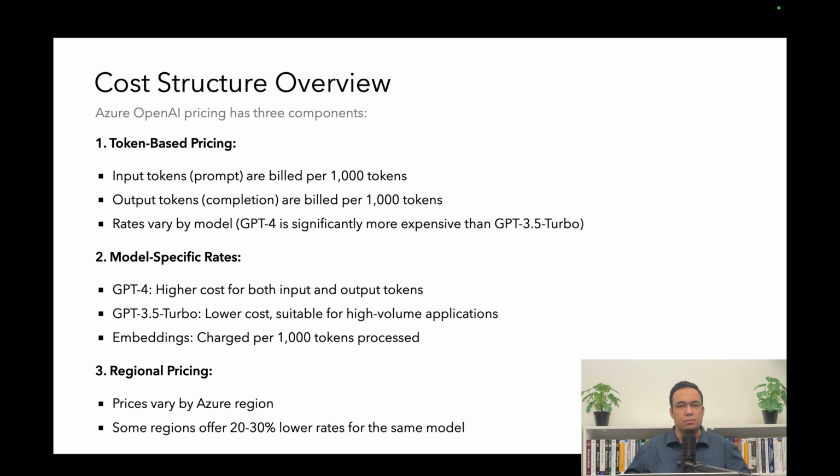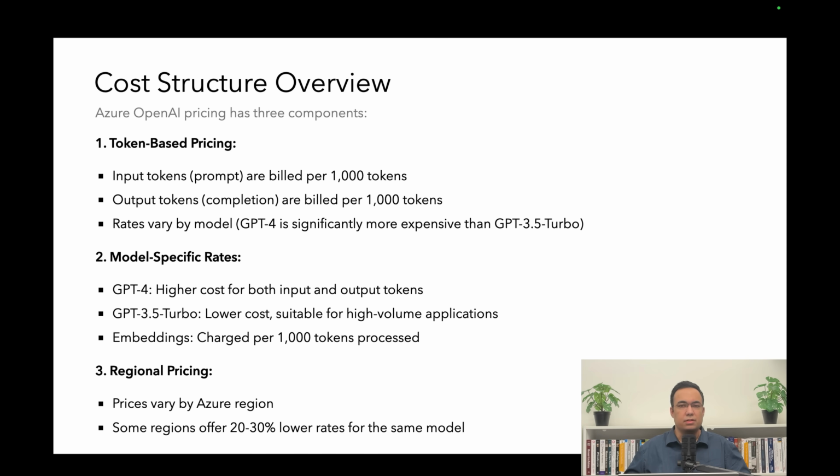The second component is model-specific rates. GPT-4 has higher costs for both input and output tokens because it's more capable, so it commands premium pricing. GPT 3.5 Turbo has lower costs and is suitable for high volume applications where you don't need GPT-4's advanced reasoning. Embeddings are charged per 1,000 tokens processed, and they are generally the cheapest operation.